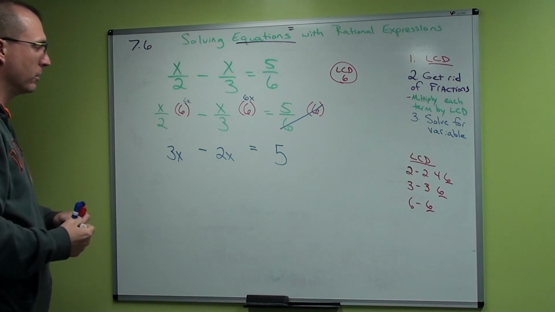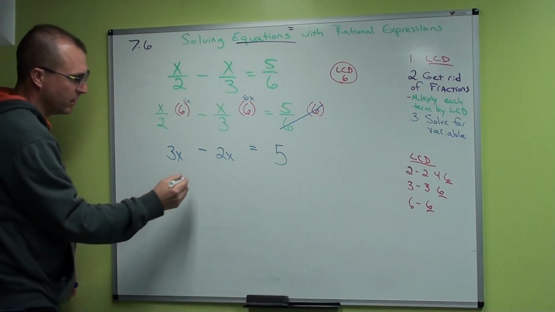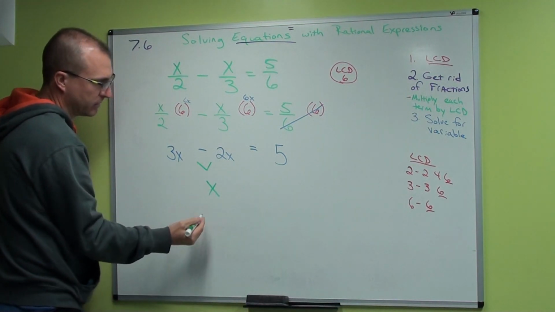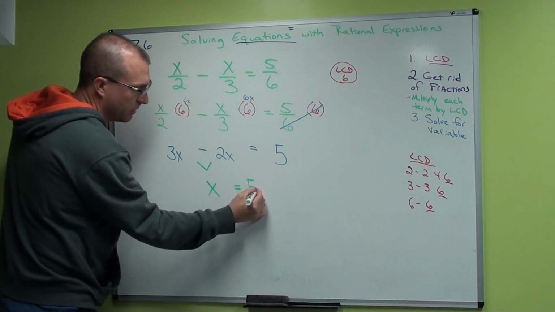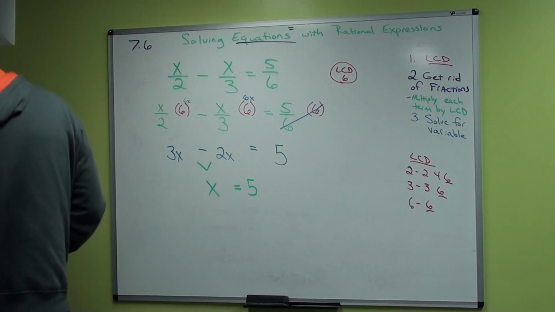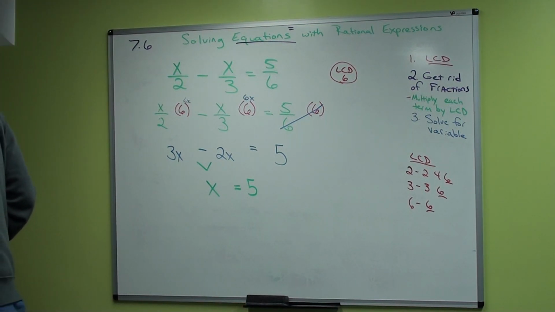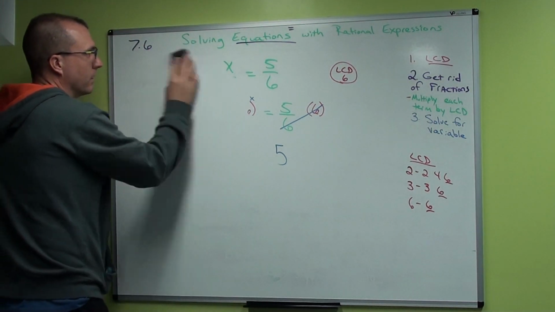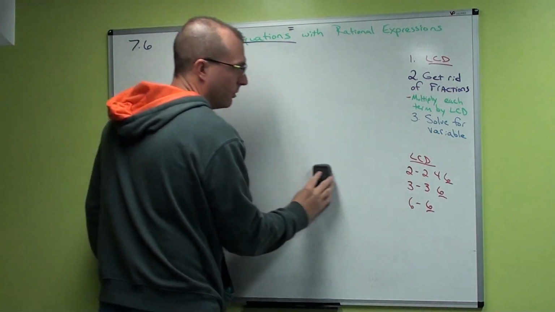We solved for our variable. We're on step 3 already. It's awesome. 3x minus 2x is x equals 5. Done. Alright, that's the first lesson in this group. That part is finished. Now we move on. Next level.